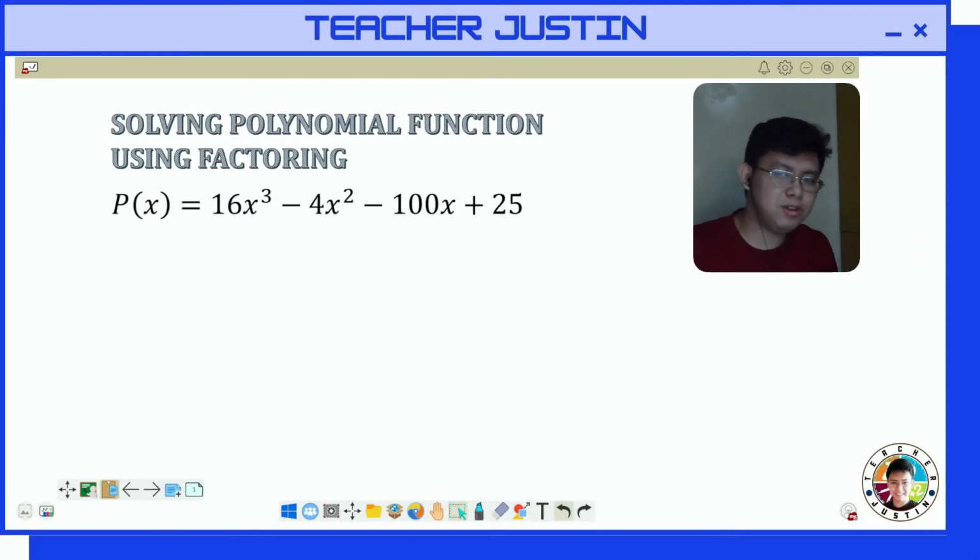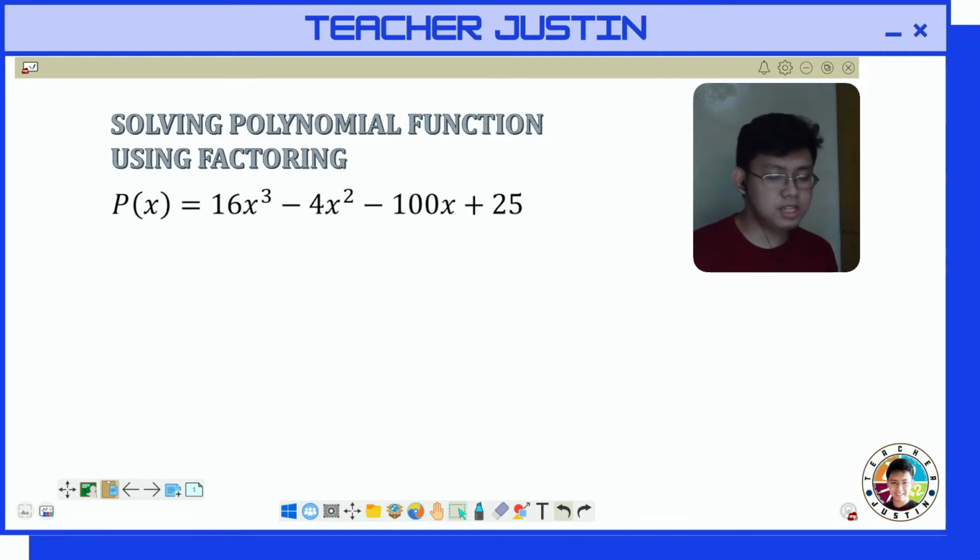Okay, let's talk about solving polynomial functions using factoring. So let's have this example. For example, we're asked to solve for the value of x of this polynomial function. P of x is equal to 16x raised to 3 minus 4x squared minus 100x plus 25.